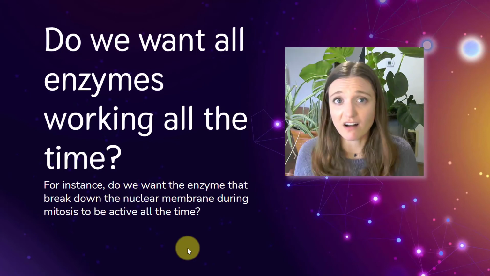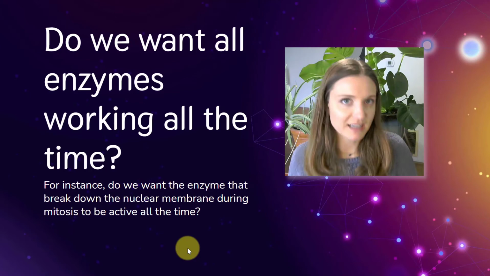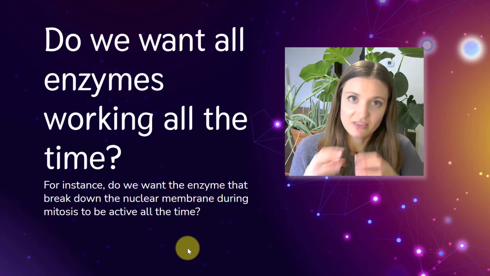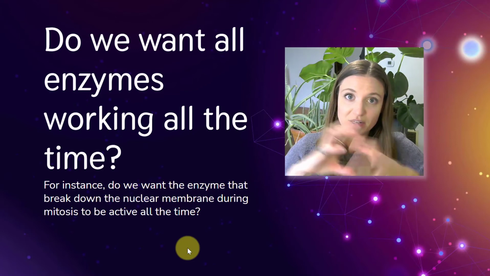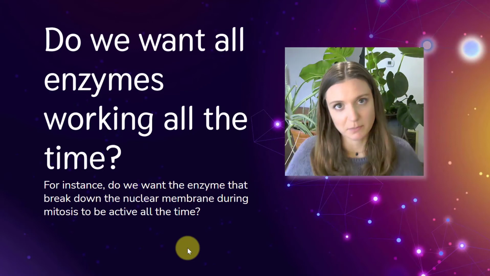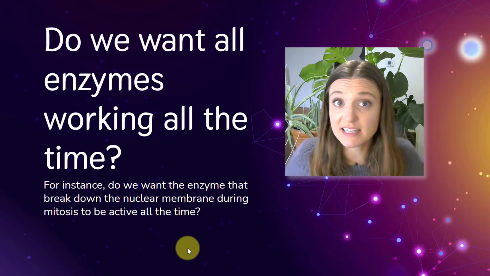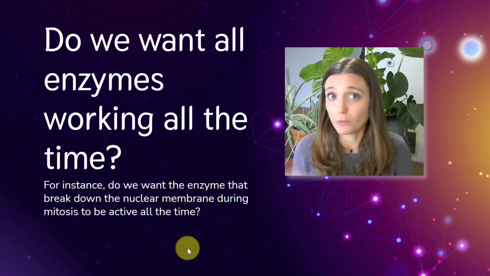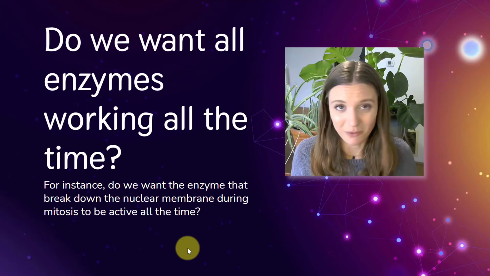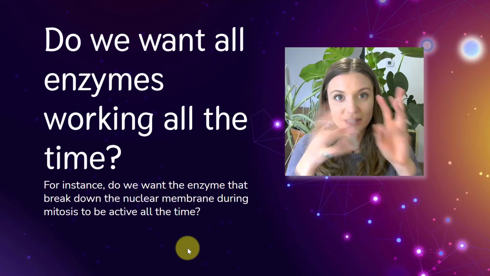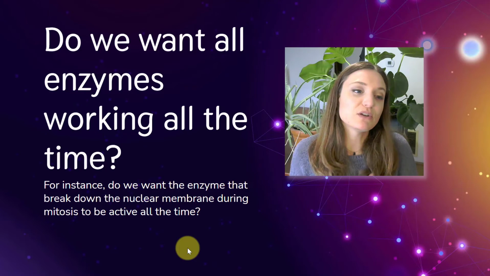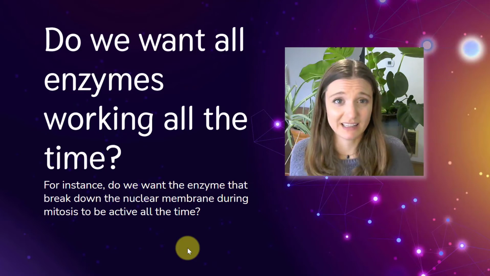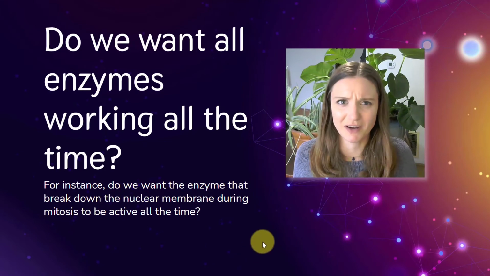But do we want all of our enzymes working all the time? For instance, we haven't covered this yet, but during cell division, the nucleus, that nuclear membrane that surrounds the DNA, falls apart, gets broken down. And there's an enzyme that does that, right? So the enzyme that breaks apart the nuclear membrane, do we want it working all the time? No, because we'd have to constantly rebuild the nuclear membrane every time we try to break it down, right? So we don't necessarily want all enzymes working all the time. We need to be able to regulate those enzymes. They need some rules to follow, right?